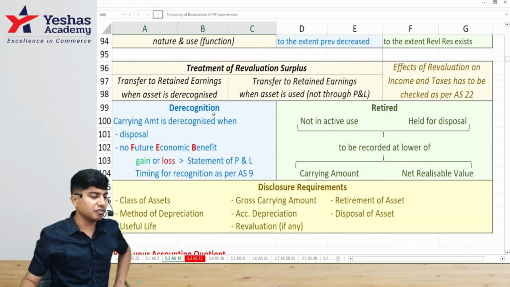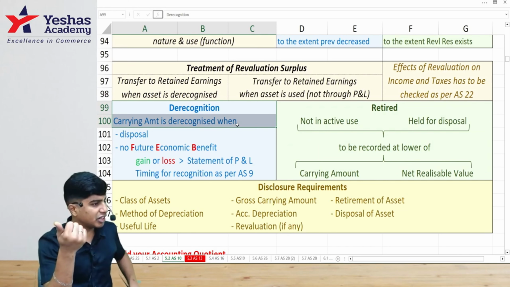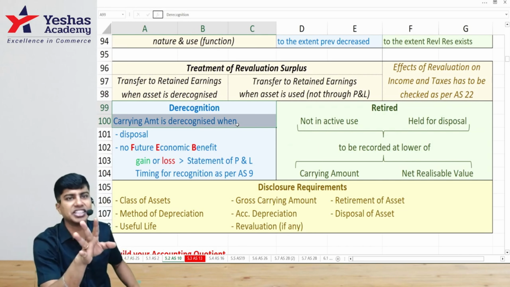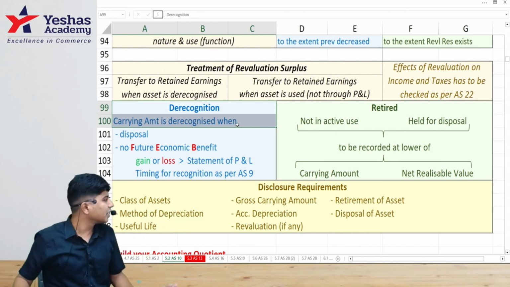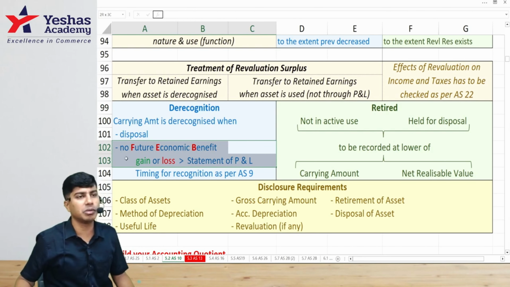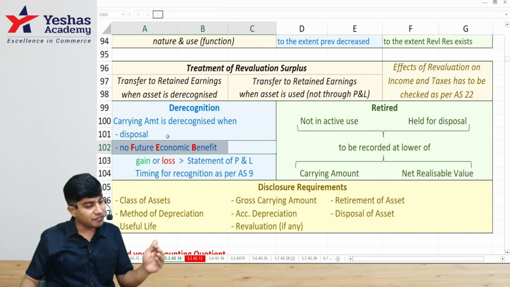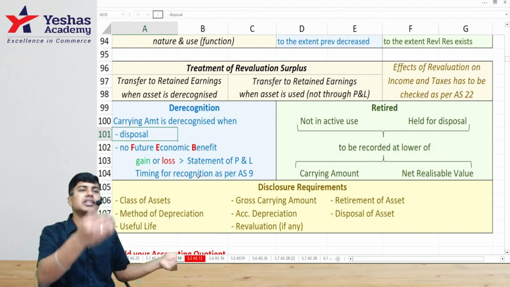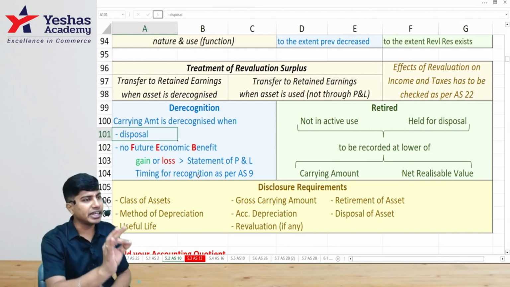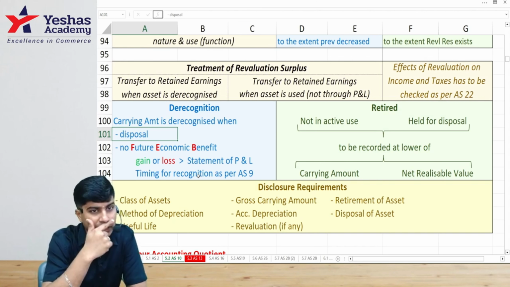Then derecognition of the asset. See, we recognize it as PPE when there is future economic benefit. We stop recognition as PPE, we will do derecognition, when it is stopping to give us future economic benefit. Meaning from this asset there is no use to us, or we have decided to sell the asset. When we sell, or when there is stoppage in future economic benefit, then it will be de-recognized.